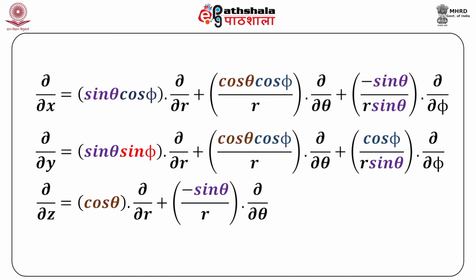Similarly, the expression for ∂/∂y becomes equal to sin theta sin phi ∂/∂r plus cos theta sin phi upon r into ∂/∂theta plus cos phi upon r sin theta ∂/∂phi. Similarly, ∂/∂z becomes equal to cos theta ∂/∂r plus minus sin theta upon r ∂/∂theta.